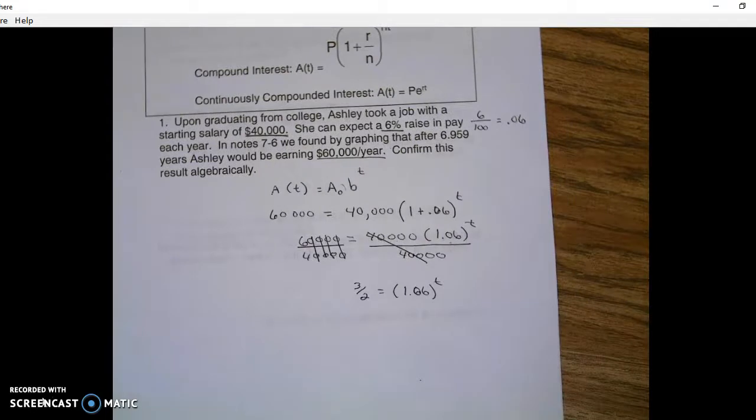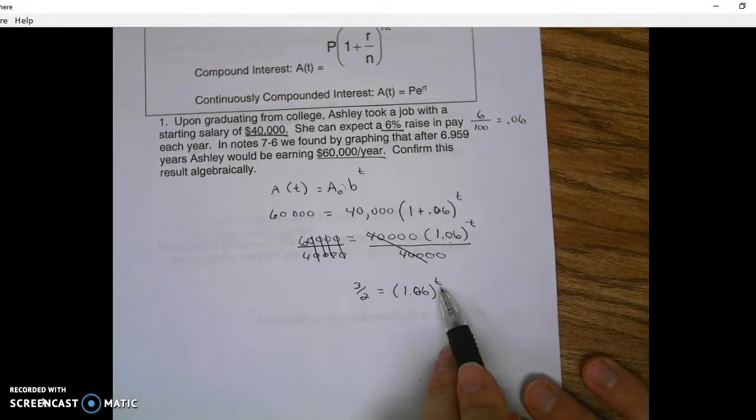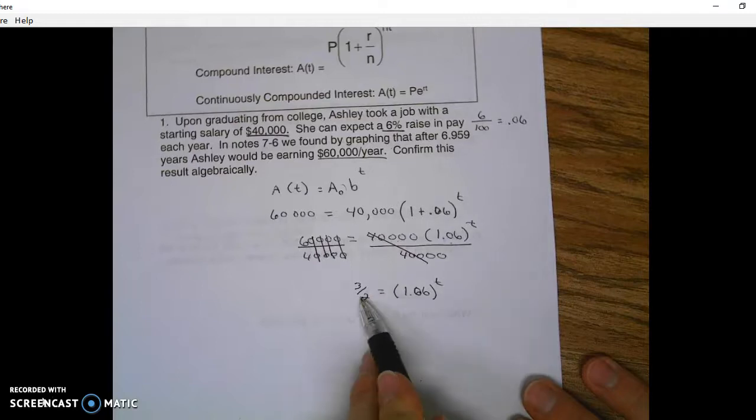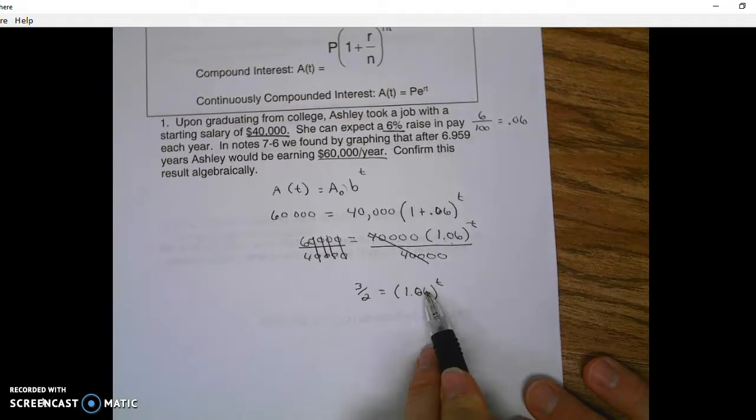Okay? So now, this is the key. When you're solving for time, you have to use logarithms. Unless, of course, you can make the bases the same, like I showed you on Thursday before spring break.